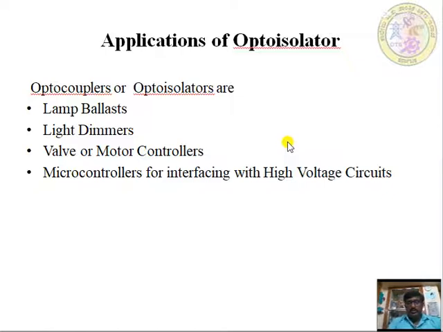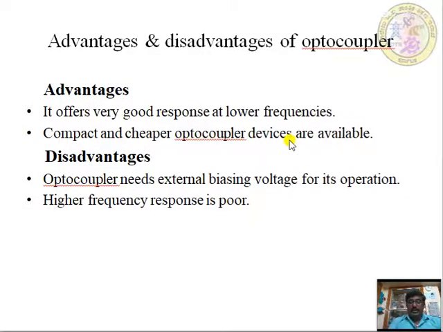Some of the applications of the optocoupler are lamp ballasts, light dimmers, motor controllers, and microcontrollers for interfacing with high voltage circuits. So these are some of the applications of the opto-isolator or the optocoupler.